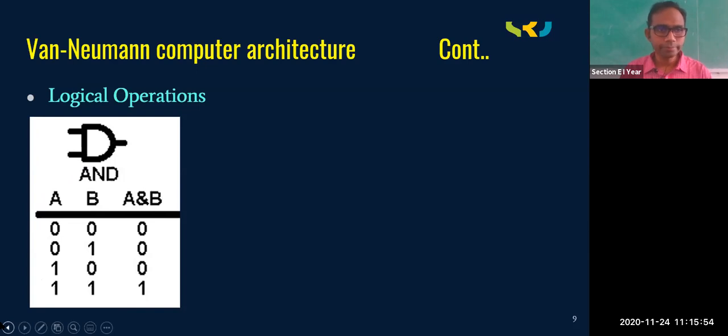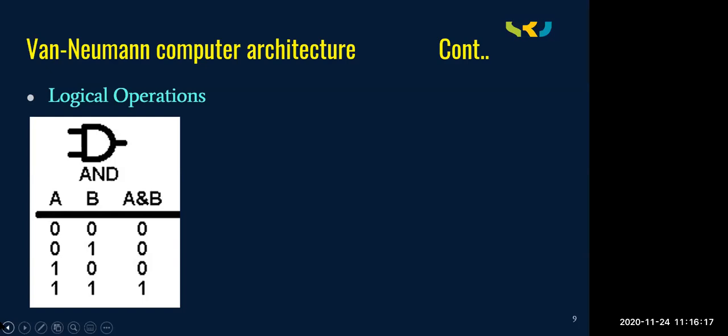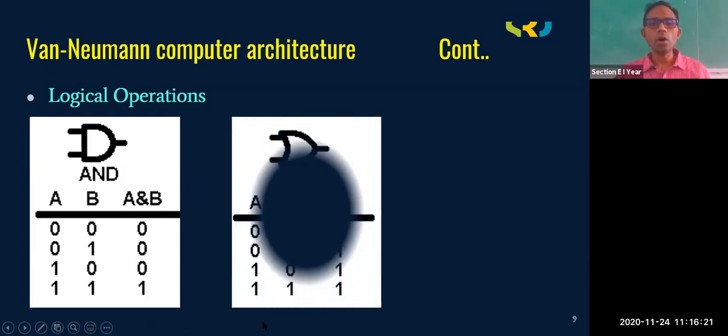Okay, understood? Yes, sir. In the AND operation, if both the inputs are 1, then the result is 1. Otherwise, the result is 0. Let us consider 0 as false and 1 as true. False and false is false. False and true is false. True and false is false. True and true is true. Any doubts here? No, sir. Very good. Now let us see the next one, that is OR.